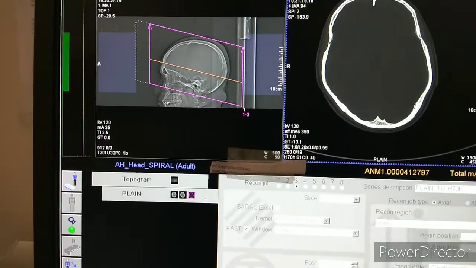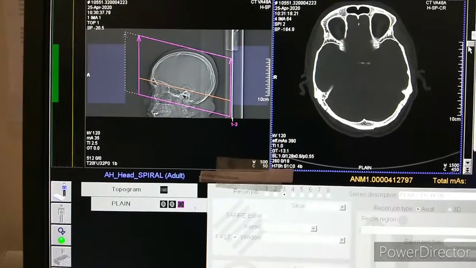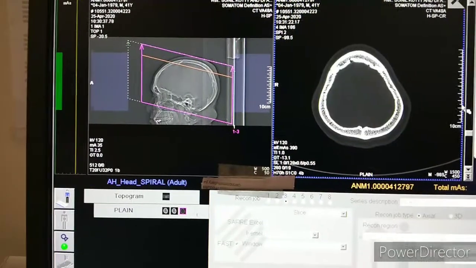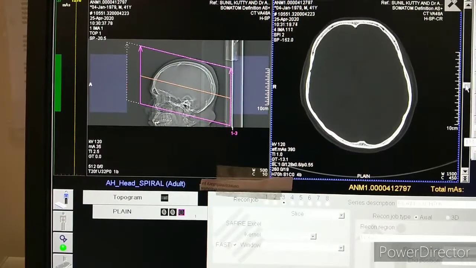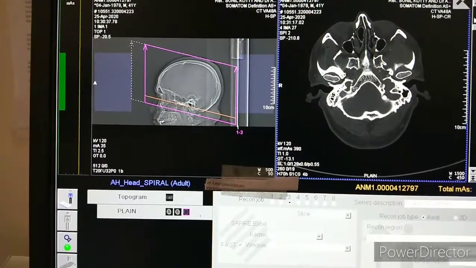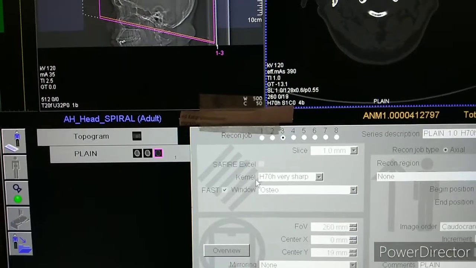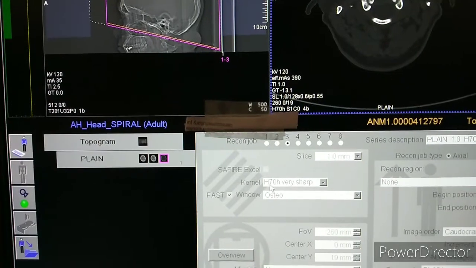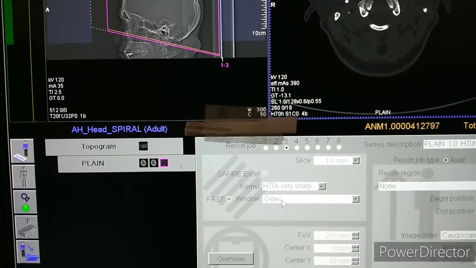Next is bone window. To see any fracture or bony abnormalities, you can see I am scrolling down. In this window you can see only the bones. If patient has any history of trauma or head injury, we have to use the bone window algorithm. So these are the windows we have taken. This is H70, very sharp, and the window we have taken is osteo, which is bone.